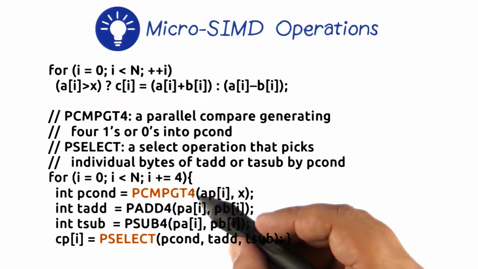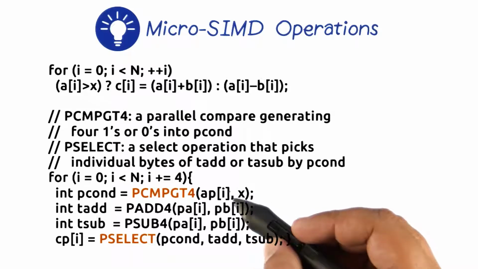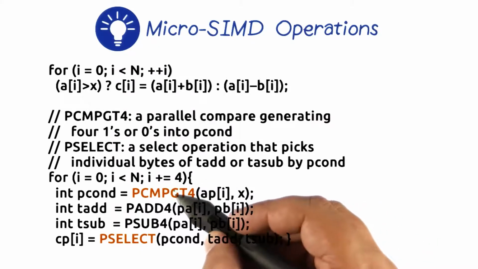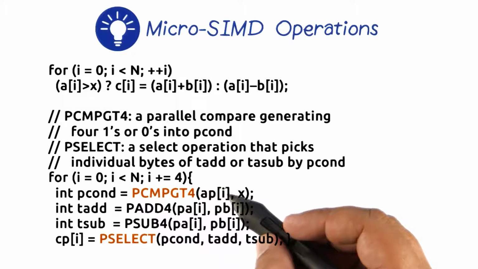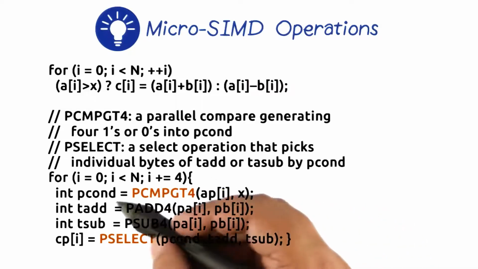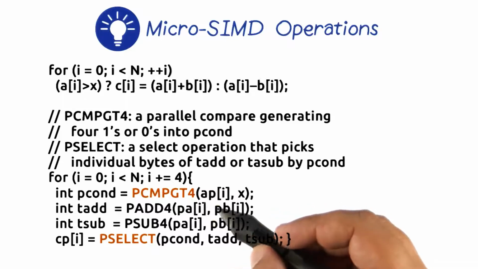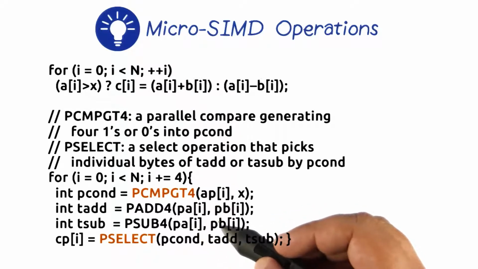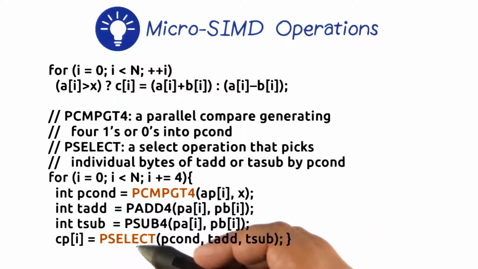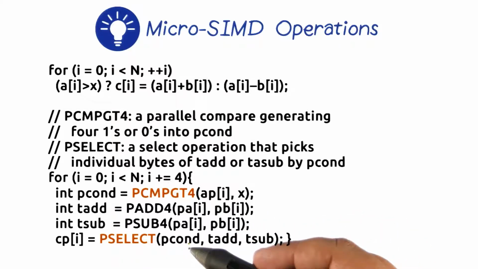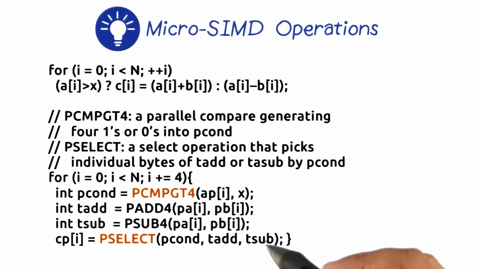In order to implement the condition, we first parallelize the condition itself, and doing that on subword boundaries helps us. The next thing we do is parallelize the operation of addition, again going into the subword boundaries, similarly for subtraction, and then finally we take either this or that and put it here as per the condition that is set here.